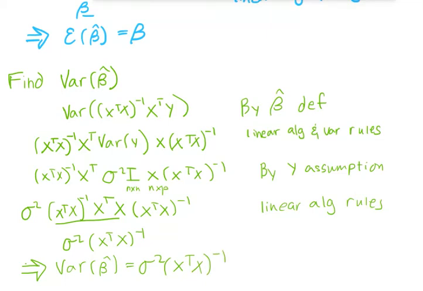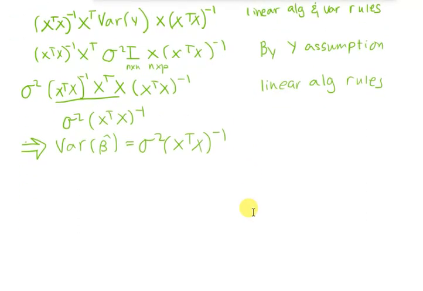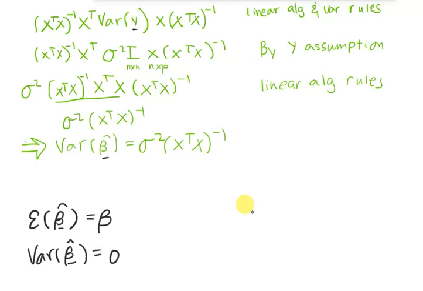Now this basically gets us what we want to know. We now have the distribution of beta hat. The expected value of beta hat is equal to beta, and the variance of beta hat is equal to sigma squared (X transpose X) inverse. Sorry, these should have all had little bars under them to denote vectors. And that's it.